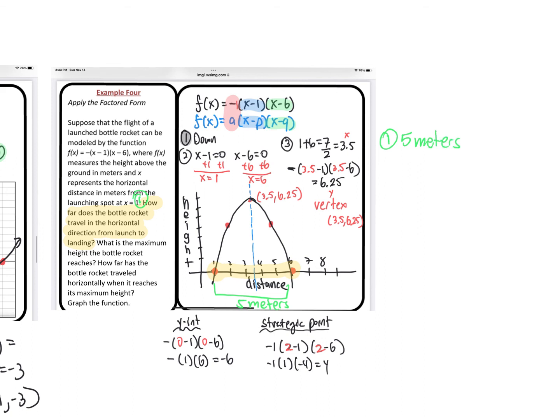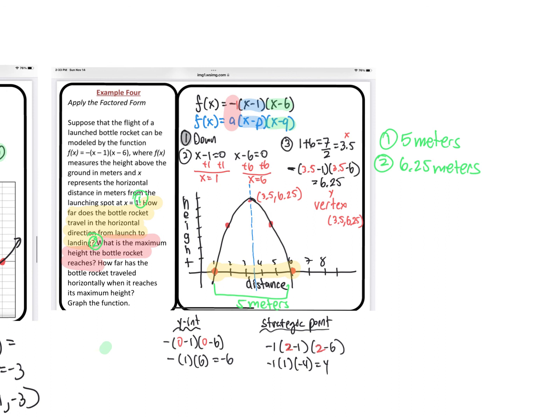Okay, number 2, let's take a look at the second one. It says, what is the maximum height the bottle rocket reaches? We can determine that by the y value of the vertex, which is right here. So our second answer is that the highest point is going to be 6.25 meters.